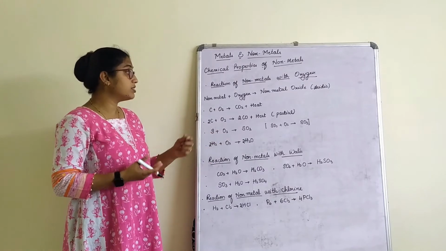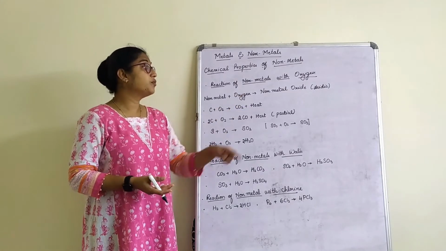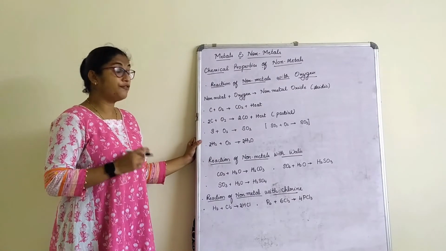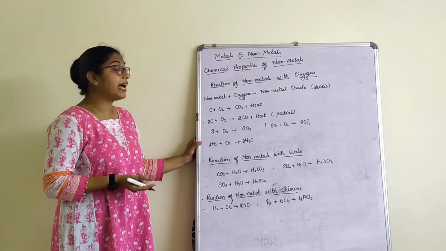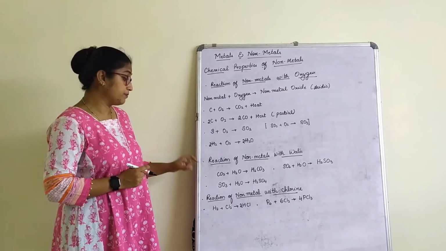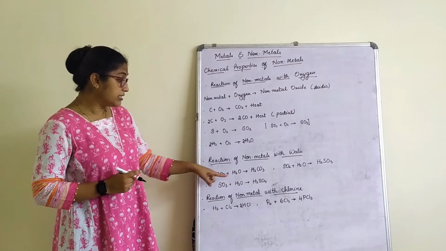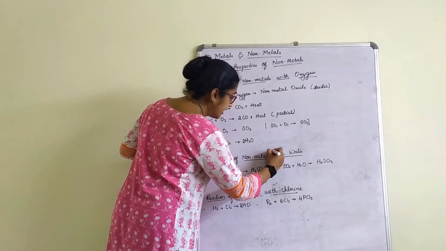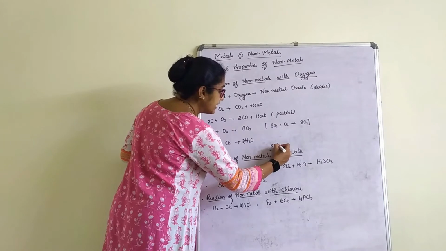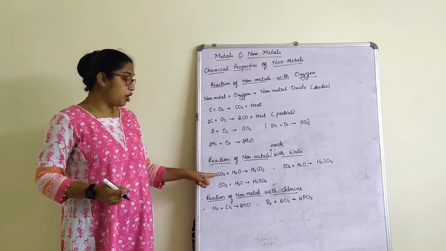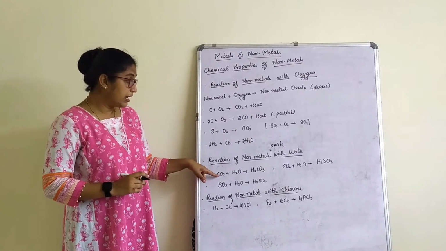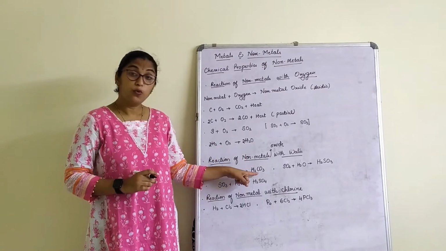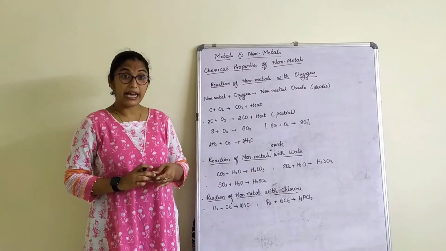So these are the reactions when a non-metal reacts with oxygen to form a non-metallic oxide, which is acidic in nature. Reaction of non-metals with water. Let's see what will happen when these non-metal oxides react with water. I will write here: reaction of the non-metal oxide with water. Carbon dioxide, that is what we formed here. Carbon dioxide when it reacts with water gives us, which acid is this? This is carbonic acid, right?